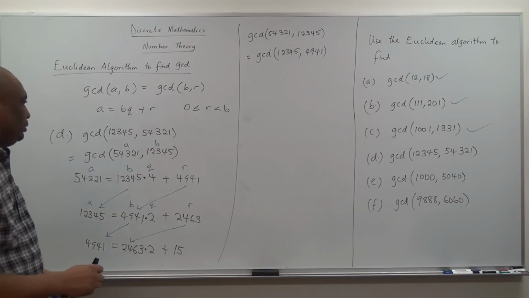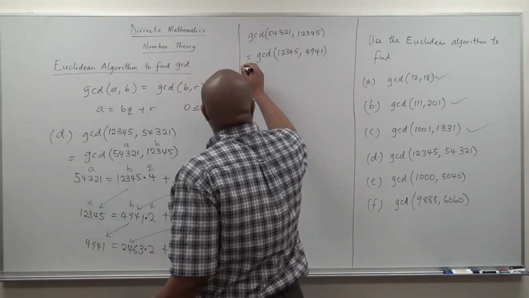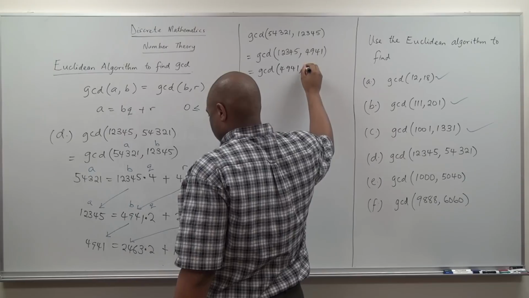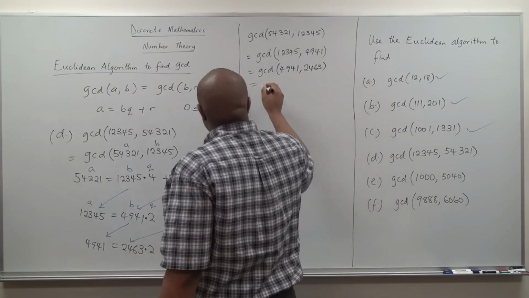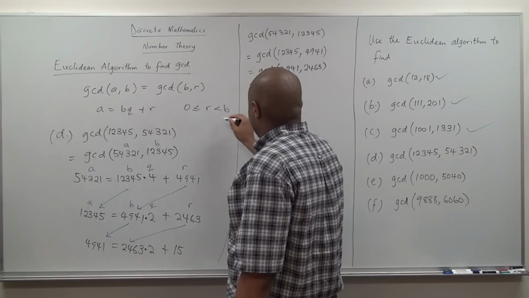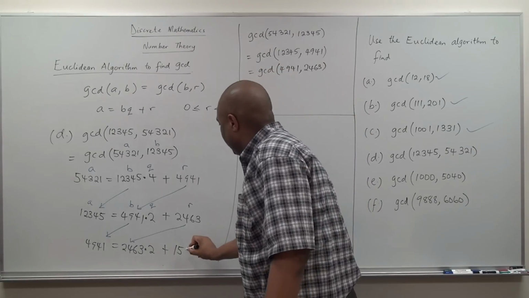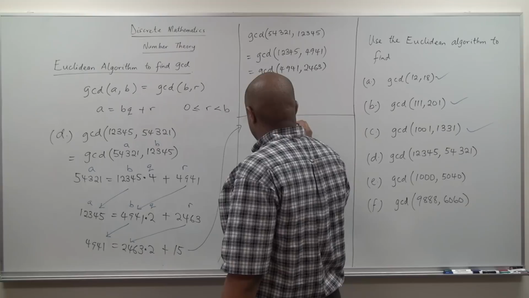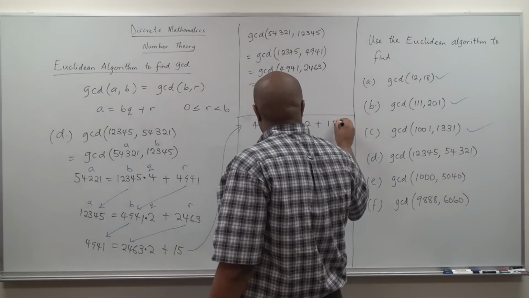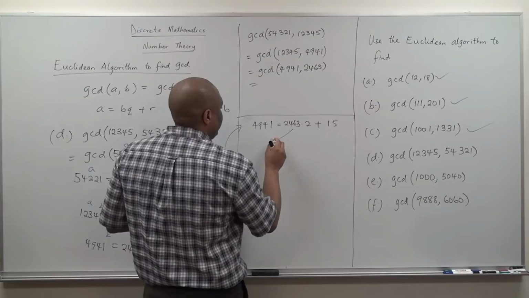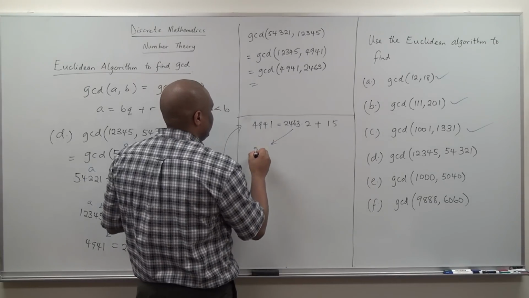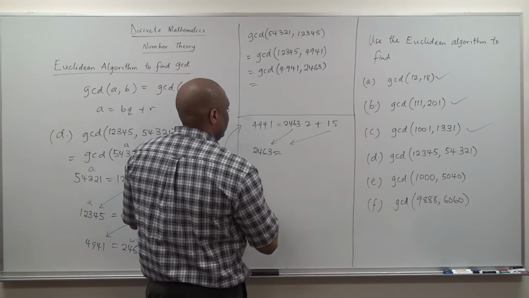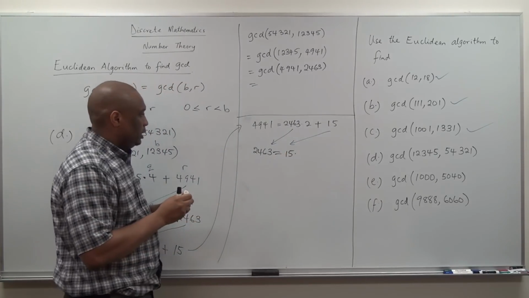This is the same as GCD of 4941 and 2463. Now I'm running out of space, but I'm going to continue like this. I'm going to start from here. Let me write it here: 4941 equals 2463 times 2 plus 15. Then this B now becomes your A, which is 2463 equal to 15 times what?